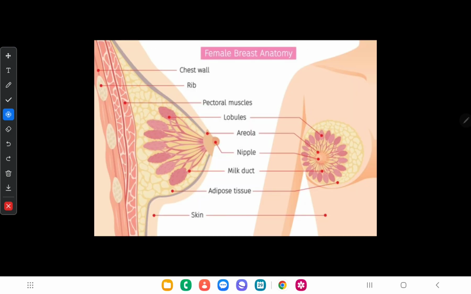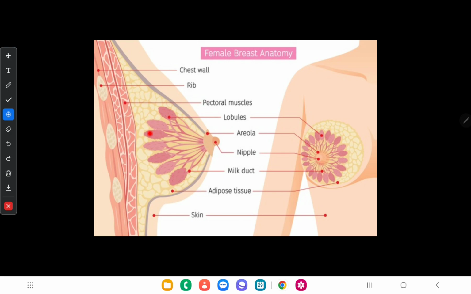The lobules of the breast are separated by fibrous septae which run from the subcutaneous tissue to the fascia of the chest wall. We call them the ligaments of Cooper.